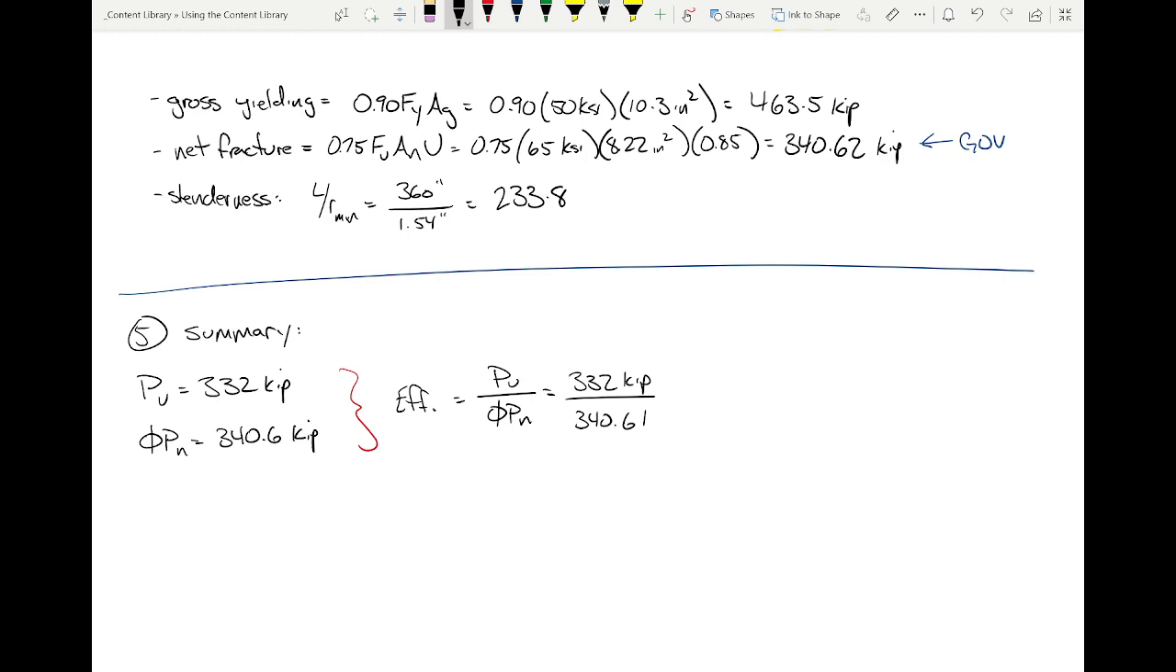This probably goes without saying, but you can multiply this by 100 to get it in a percent. And by the way, while we're waiting on that, we know the L over r is less than 300, so we're good there. 97.5%. So, is this a viable member, a good design? Of course it is. So what's the answer to the problem?